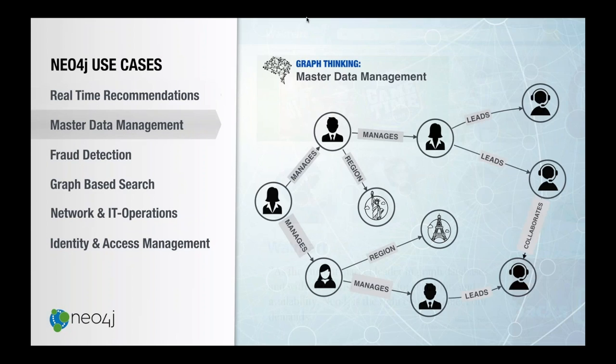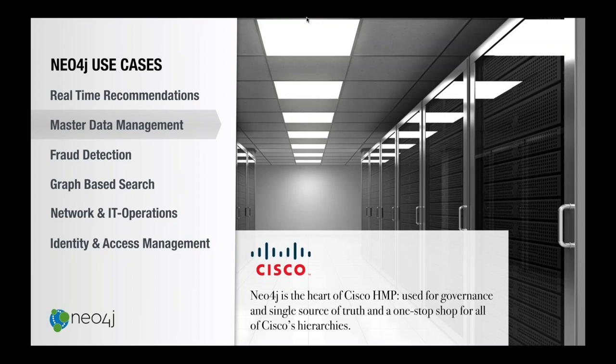So master data management. It's a use case that kind of covers a lot of area, but if you can think about it, we're going to talk later in the relational to graph part about how an organization's data is stored. Things like their customers and their salespeople and the orders that group has purchased. But master data management also means making internal processes better within an organization and making it easier to solve problems for your customers. Cisco actually uses us for this. Neo4j is the heart of the Cisco HMP. It's used to have a single source of truth and a one-stop shop for Cisco's hierarchies.